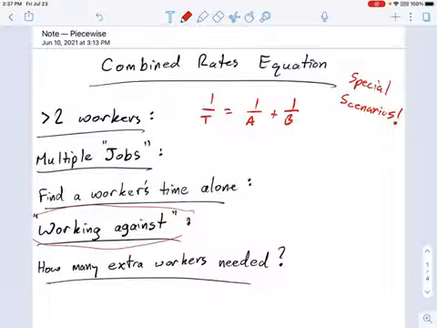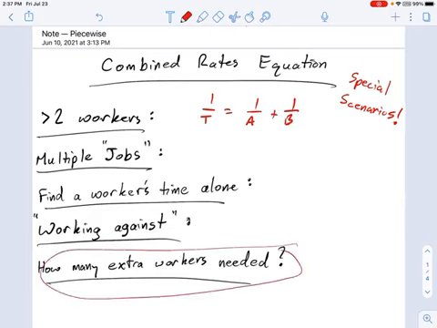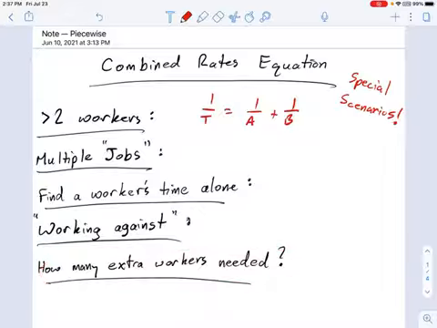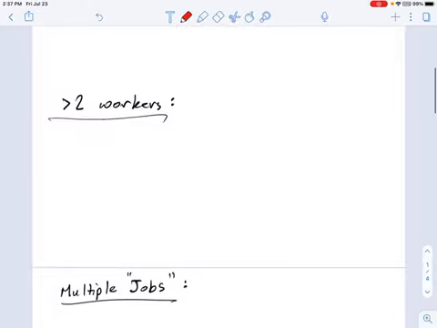Or maybe one of the workers is working against the other one, like they're trying to dig a hole and one guy keeps filling it in. Or maybe we don't know how many extra workers we need to finish a project according to a time limit. So let's go over some of these, and I won't solve problems all the way through for some of these. We'll just give the basic idea of how you approach it.